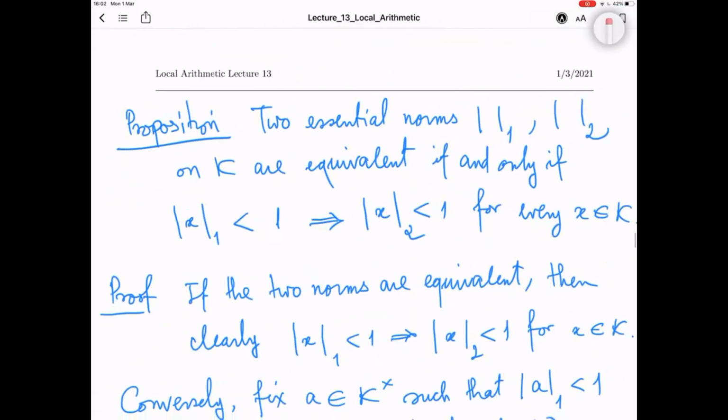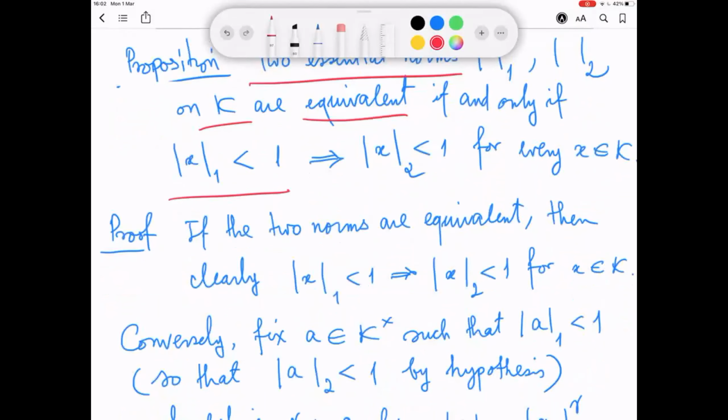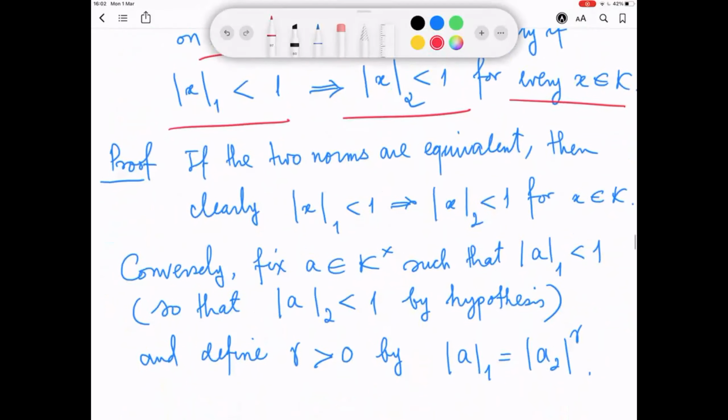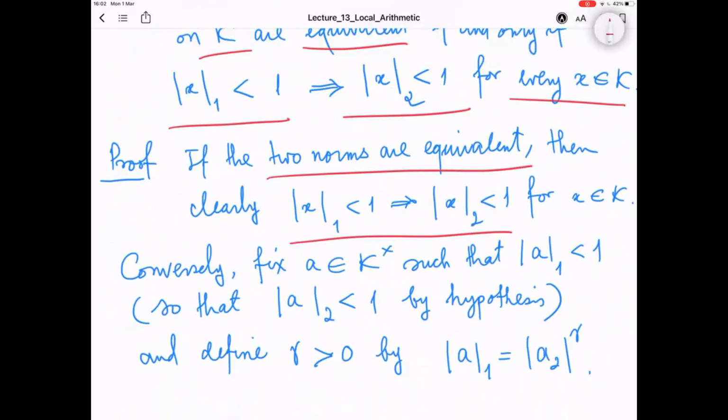Okay, so now the proposition says that two essential norms on the same field K are equivalent if and only if this condition in the first norm implies the same condition in the second norm for every x in our field K. Now, if the norms are equivalent, then clearly you have this, because you just apply the definition of equivalence of norms, right?